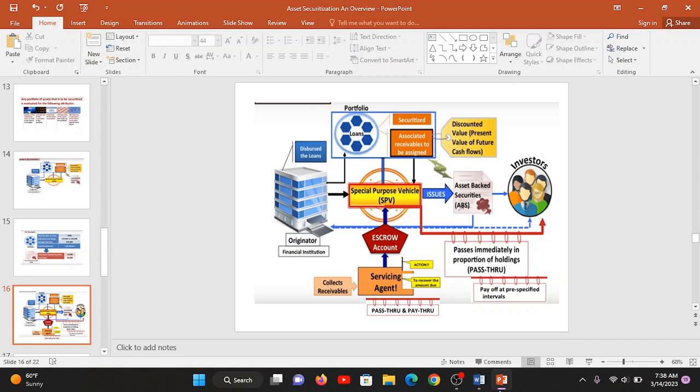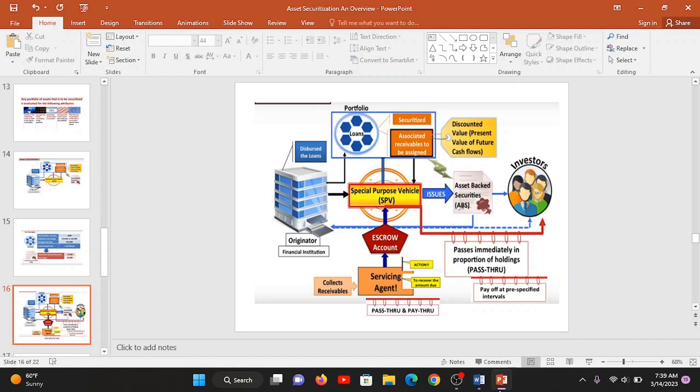Recovery in the form of any client paying you EMI, someone paying you a one-time settlement, whatever dues are being collected, will be put into an escrow account and used for repayment of investors. In terms of repayment, you have two models: one is pass through and the second is pay through. In pass through, whatever you recover, you simply pass it to the investor class, the new investors, the new owners, immediately.